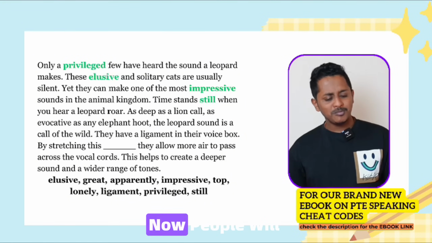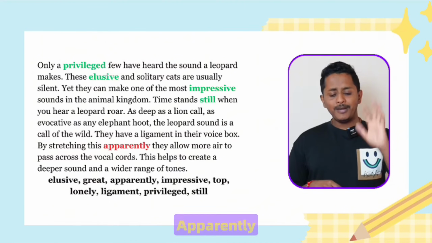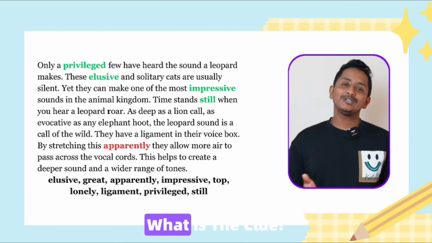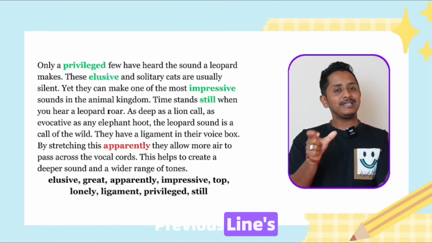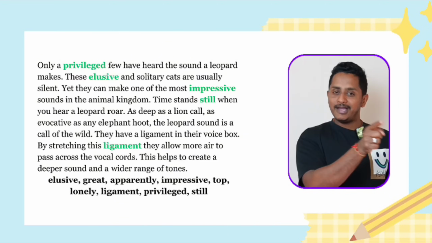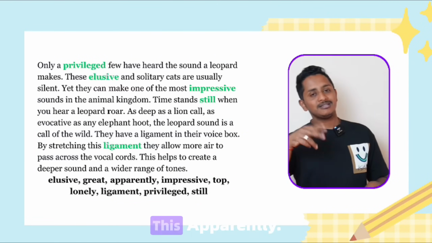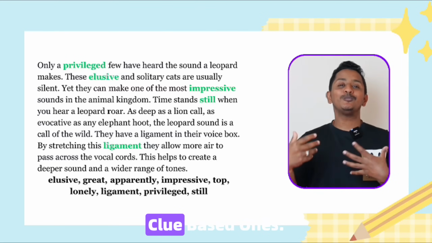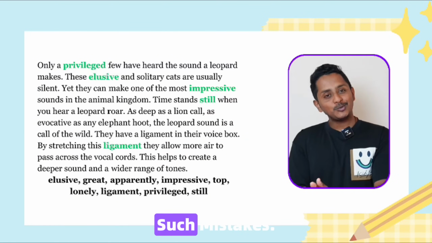By stretching this... now people will not read all this and directly come to "by stretching this" apparently, just like that. You cannot write that. What is the clue? Stretching what? This is the previous line's ligament. Read there: they have a ligament in their voice box. By stretching this ligament, not by stretching this, apparently. Isn't it? So these are all the clue-based ones. You just have to know that you're going to make such mistakes.